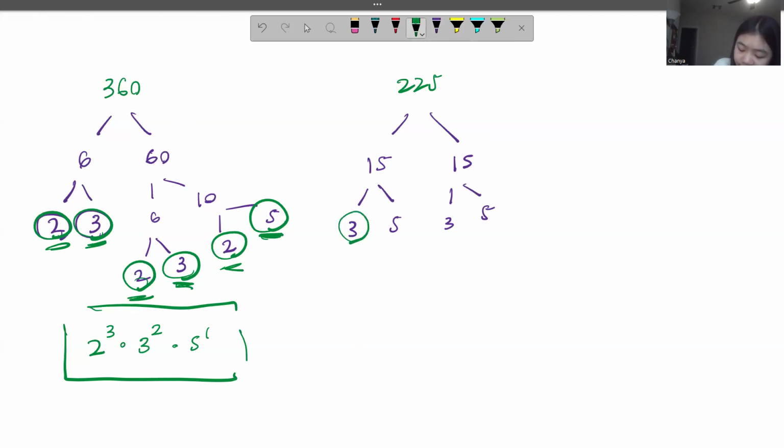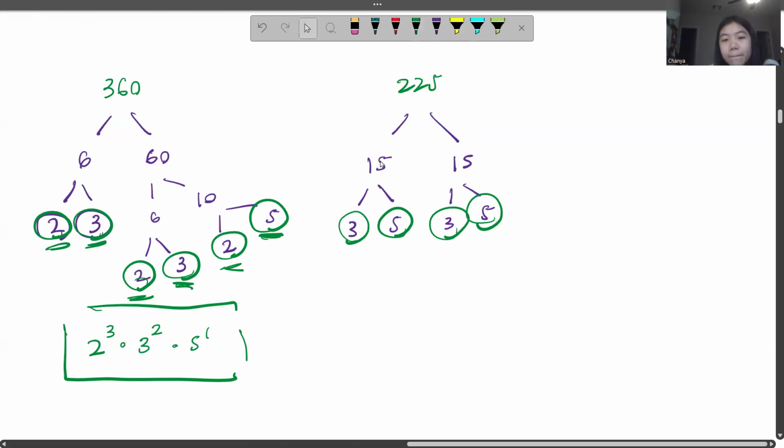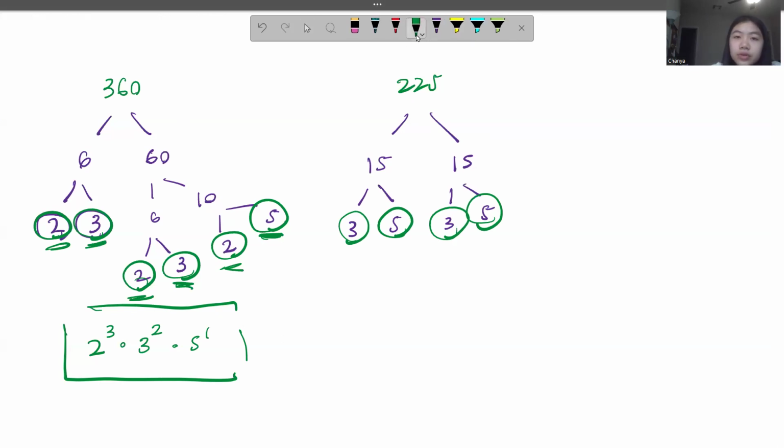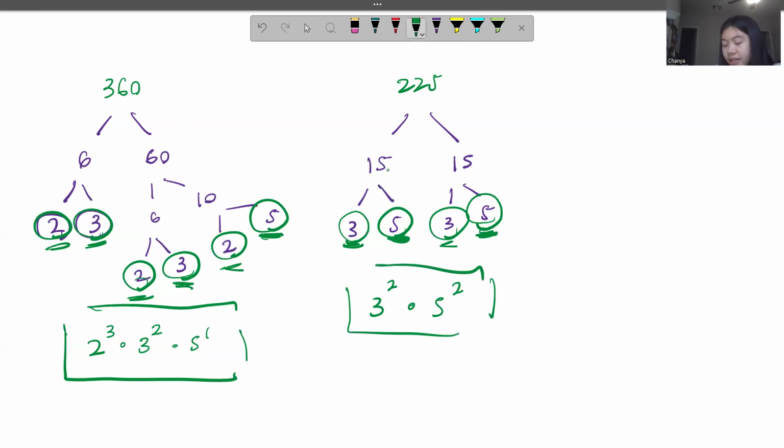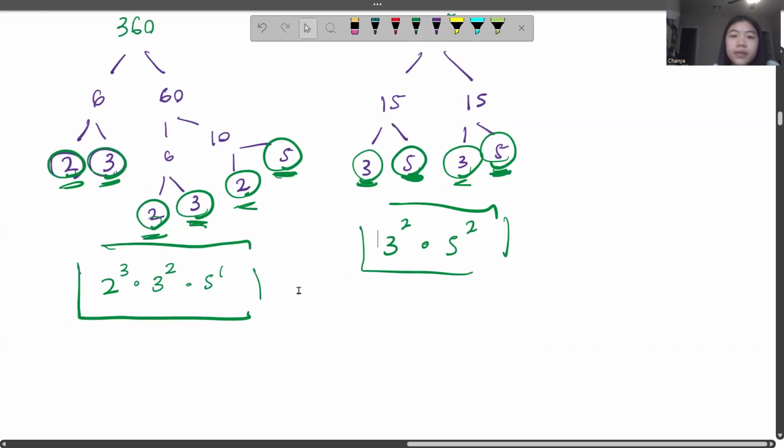So now I ask myself, are these numbers prime? Yes, they are. 3 is prime, and 5 is prime because they don't share any factors other than 1 and itself. So therefore, since I have 2 3's, my prime factorization would be 3 to the power of 2 times, I have 2 5s, so times 5 to the power of 2. That would be my prime factorization of 225.